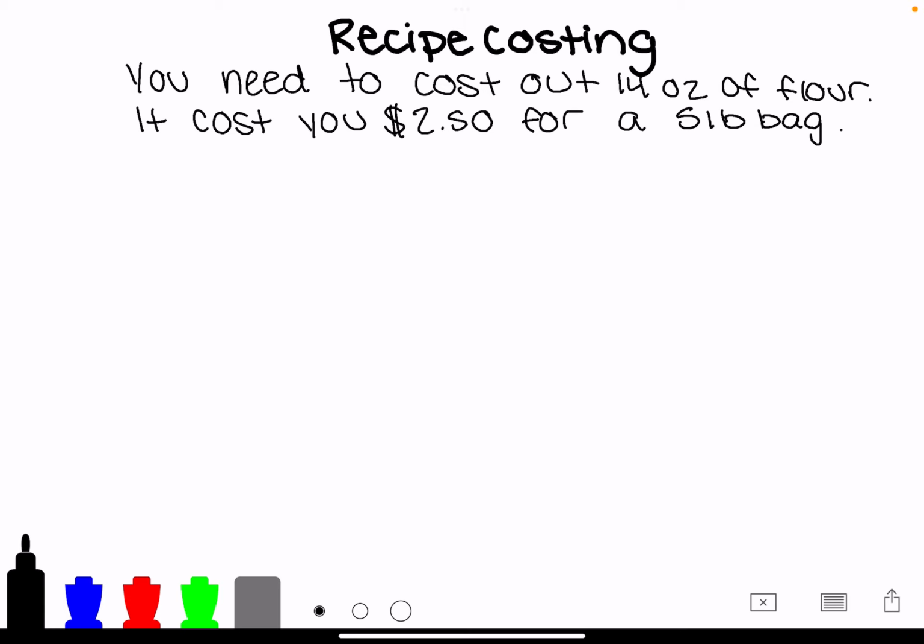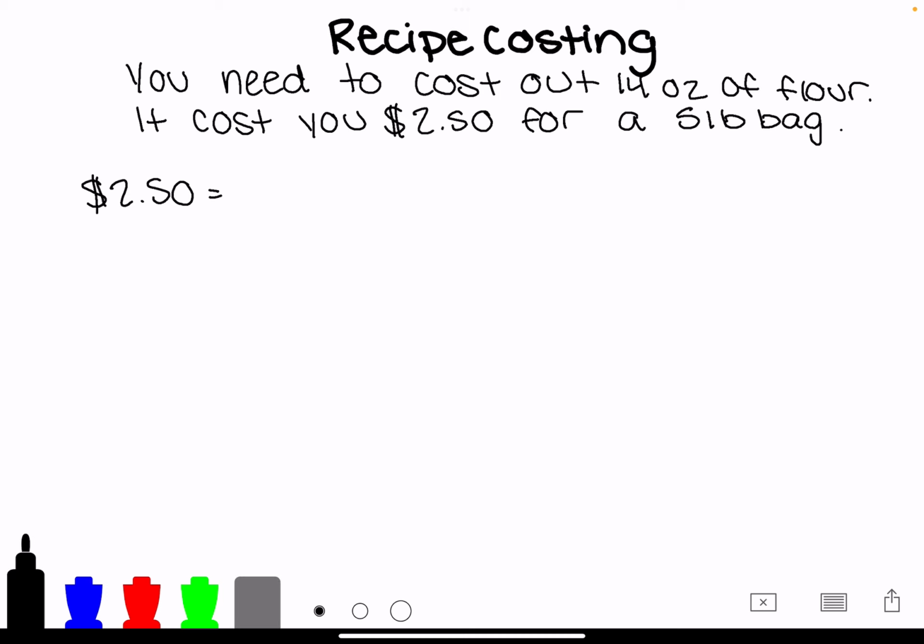Okay, so I also wanted to do a short intro into recipe costing as we will dive more into this in our unit. So for this problem, we need to cost out 14 ounces of flour. And it tells us that it cost us $2.50 for a 5 pound bag. So the first thing that we need to do is we know that it's $2.50 for 5 pounds.